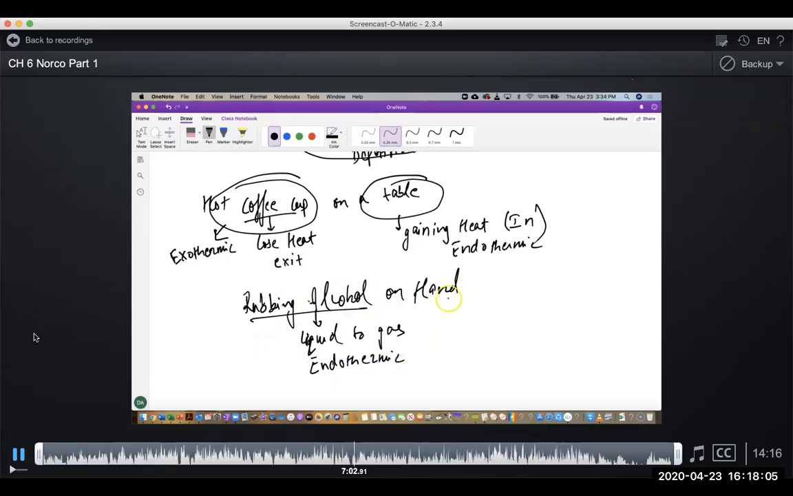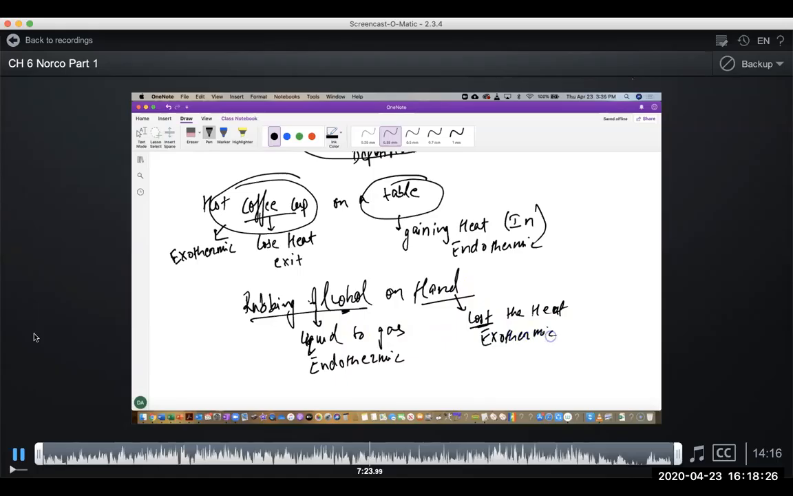But if we think about the hand itself, the reason it feels cold is because it lost heat. Who did it lose the heat to? This heat was lost to the alcohol. The alcohol gained the heat from the hand. So for the hand, which lost the heat, this is an exothermic process.